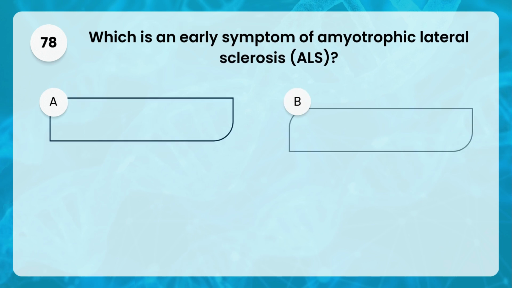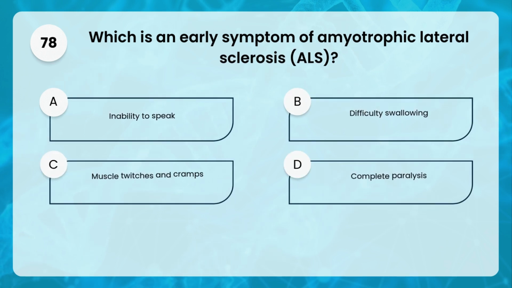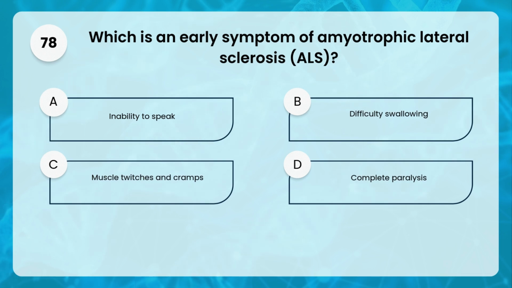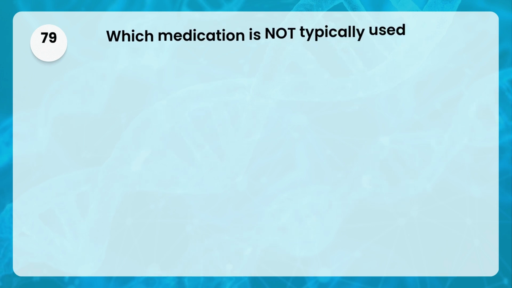Number 78. Which is an early symptom of amyotrophic lateral sclerosis, ALS? A. Inability to speak. B. Difficulty swallowing. C. Muscle twitches and cramps. Or D. Complete paralysis. The answer is C. Muscle twitches and cramps.